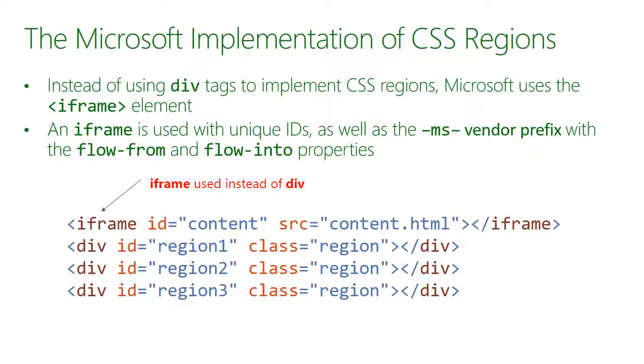The Microsoft implementation of CSS regions. Instead of using div tags to implement CSS regions, Microsoft uses the iframe element. An iframe is used with unique IDs as well as the MS vendor prefix with the flow from and flow into properties. So the important thing here really is just to remember the Microsoft implementation of CSS regions uses iframe instead of div.